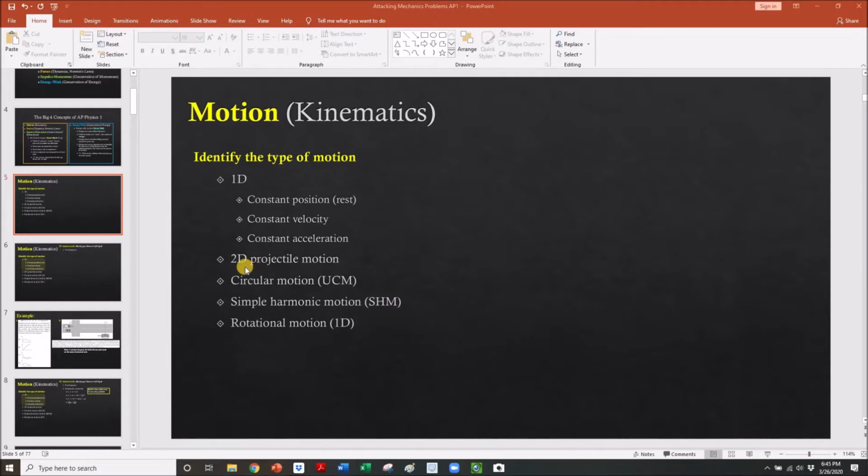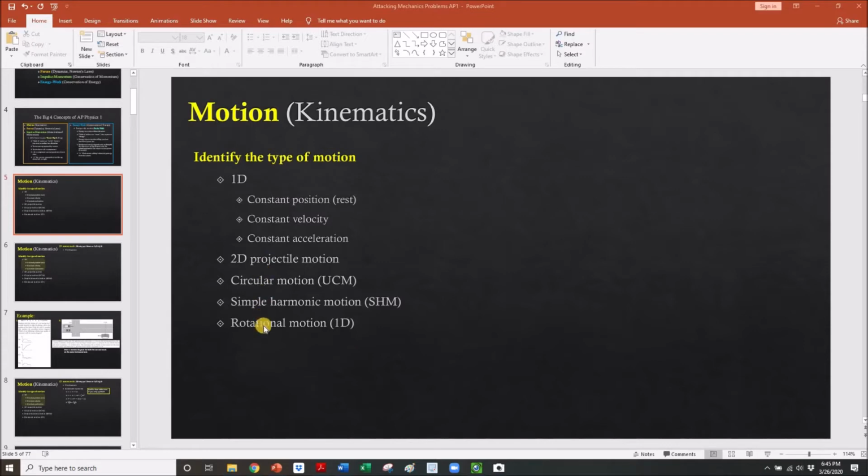Then we progressed into 2D motion, where it's moving both in the X and the Y direction. And then we talked about circular motion, things going in a circle, uniform circular motion, that's what UCM stands for. And then we began talking about simple harmonic motion. That's something that is oscillating back and forth, back and forth, like on a spring. It's actually very, very common motion. And then the last one we talked about is rotational motion, where something is spinning about an axis.